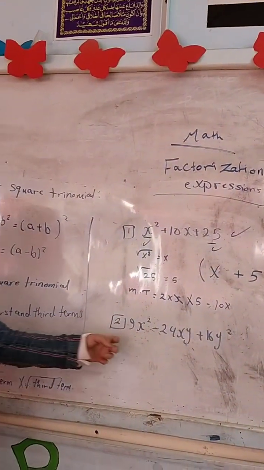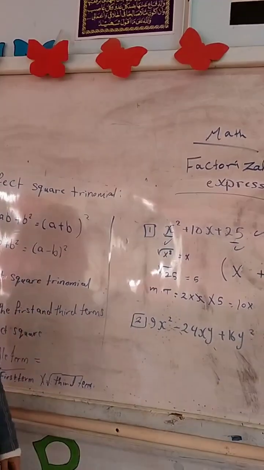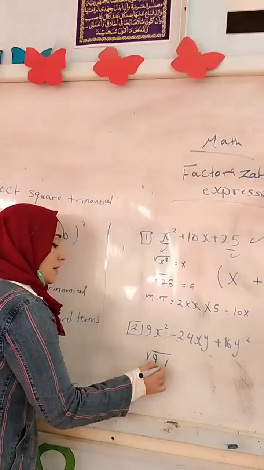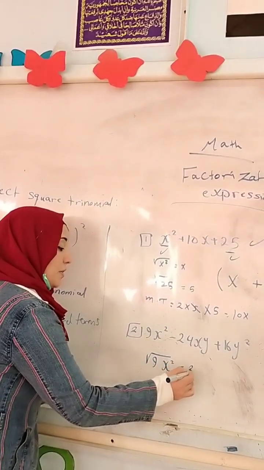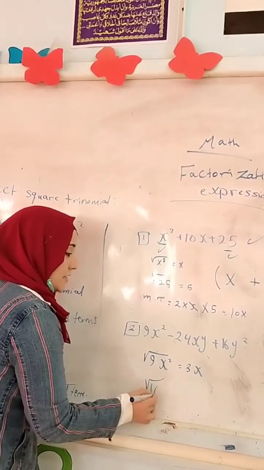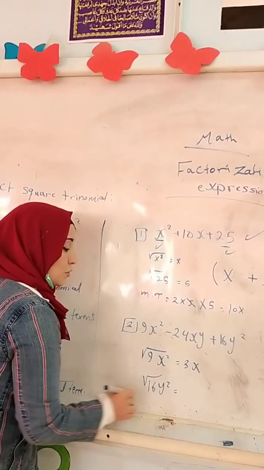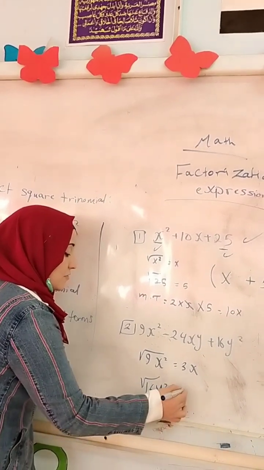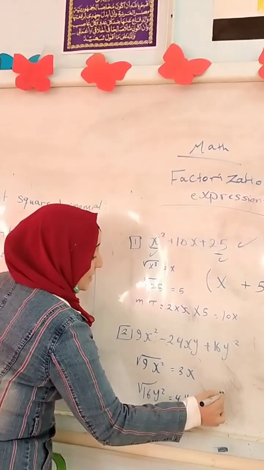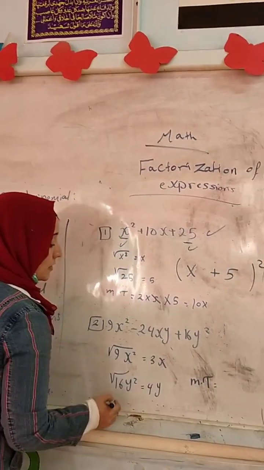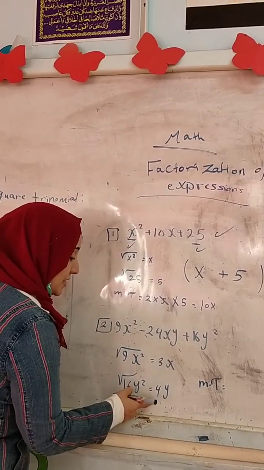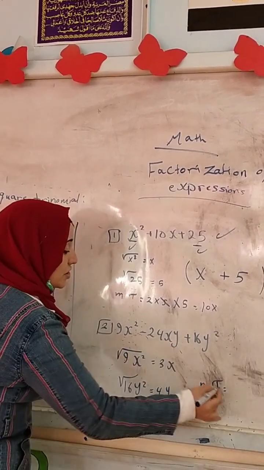Now, let's look at the second one. The square root of the first term here, 9x^2, will be equal to 3x. And the square root of the third one, 16y^2, is 4y. And the middle term here is 24xy, if our result equals that. Let me check.